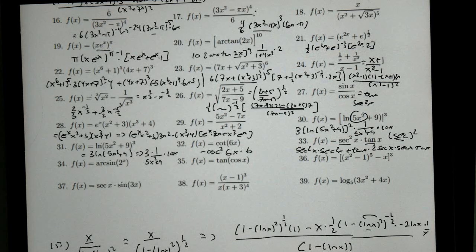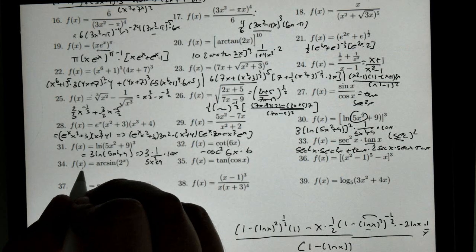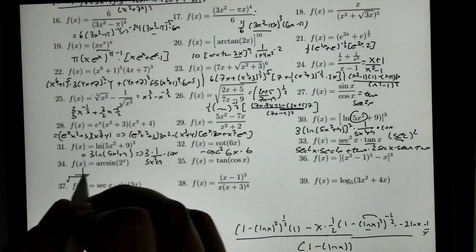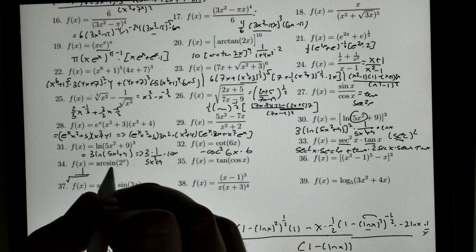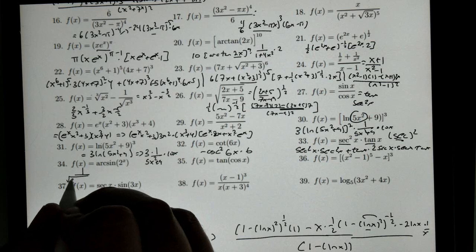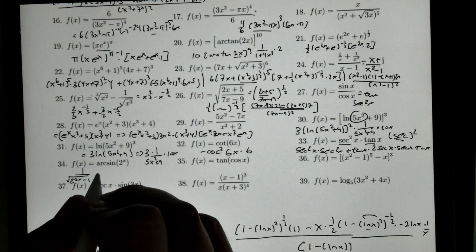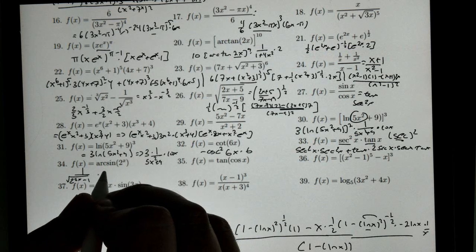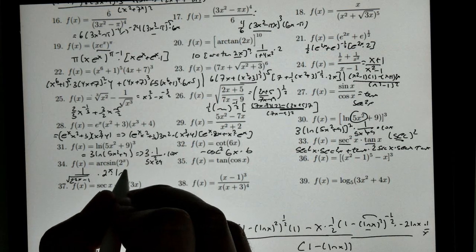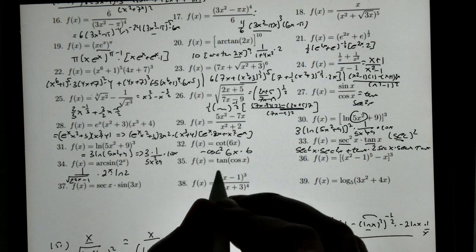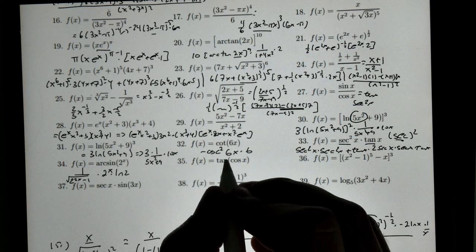All right, derivative of arc sine. Remember, this is just 1 over the square root of 1 minus u squared. So we get 2 to the 2x minus 1, times the derivative of the inside. Derivative of 2 to the x is 2 to the x natural log of 2. Don't forget that.